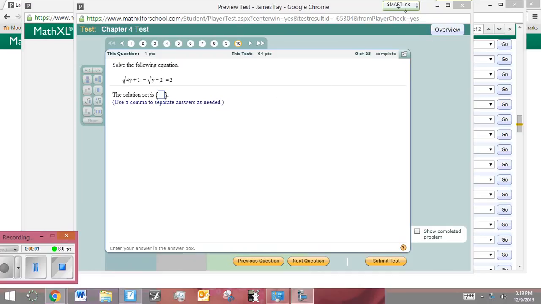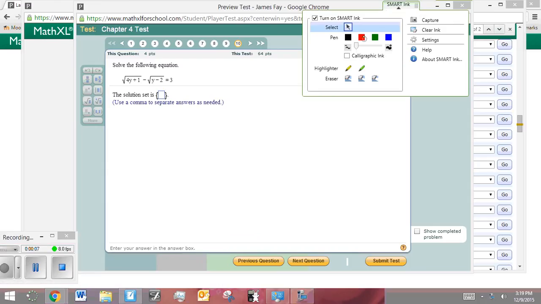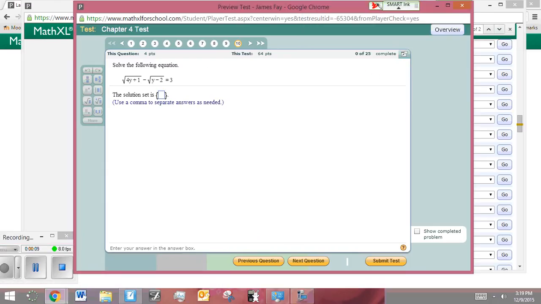With question number 10 here, we are going to try to isolate one of the radicals. So I'll just leave the one on the left alone, and I'll move the y minus 2 one to the other side. So that's 3 plus square root of y minus 2. Now that we've isolated, we can square things. So I'll square that, and I'll square that. So it gives me 4y plus 1.